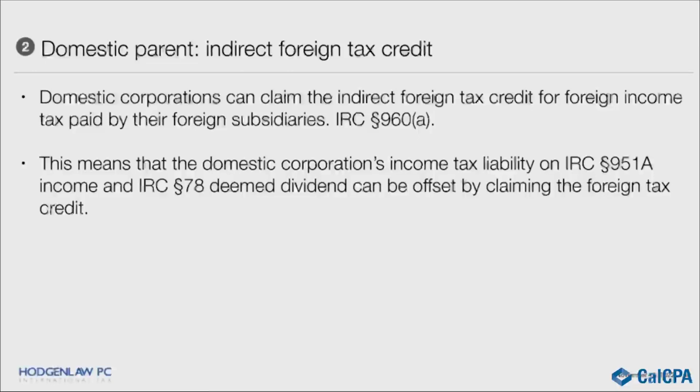Indirect foreign tax credit. You remember, Section 960 says that in a parent-sub relationship, a domestic corporation can claim the indirect foreign tax credit for foreign income tax paid by their foreign subsidiaries. So we're going to use that now, and we're going to see what the impact of that is on this $63,000 of corporate income tax liability that we computed on the previous slide.